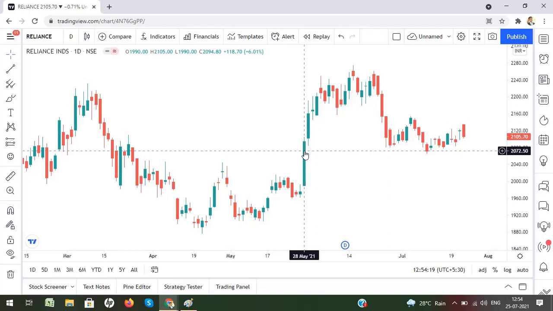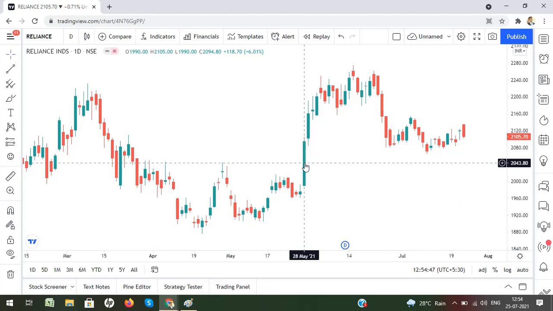So what's the color of the candlestick? It's a green color candlestick, and you can see there is no lower shadow on this particular candlestick. Why is that? Because the open price and the low price are the same, that is 1990. In that case, you do not see a lower shadow.